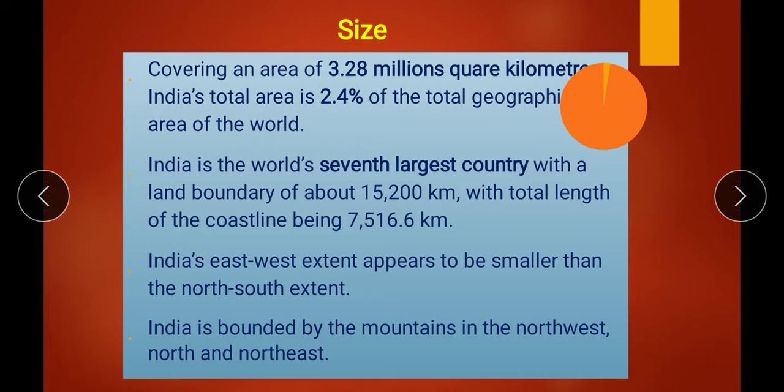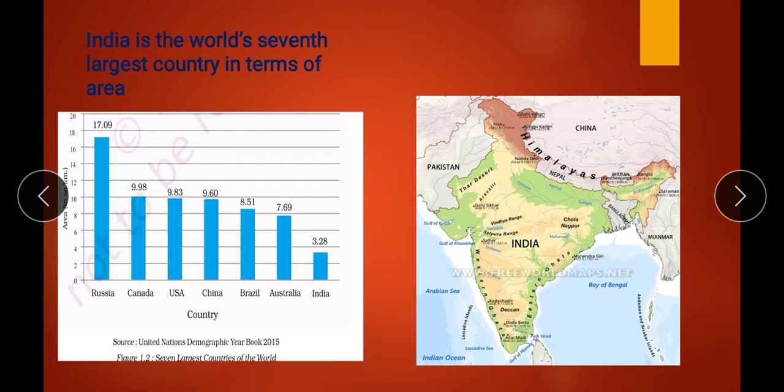India is bounded by a mountain in the northwest, north and northeast. India is bounded by the mountain in the north, north में क्या है? Himalaya, in northeast Himalayan, and it is bounded by north and by the Himalayan range, north and northeast direction, and in the south it is bounded by ocean. In the eastern side is Bay of Bengal, and western side Arabian Sea.